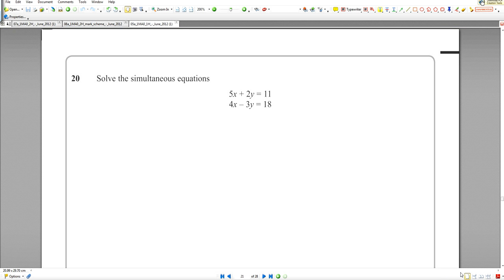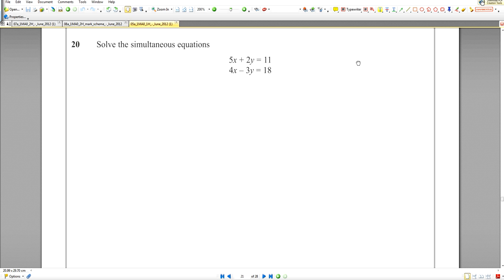We are looking at the 2012 June paper 1. We left off last week on question number 20. We are live, we're recording. We're looking at solving these simultaneous equations. Let me get myself a pen. Got a red pen. Let's go for a green pen.